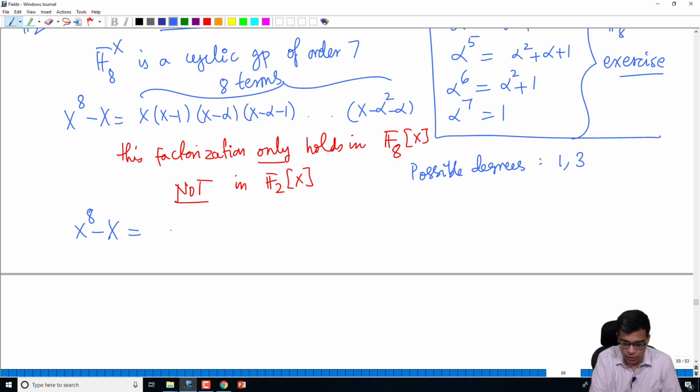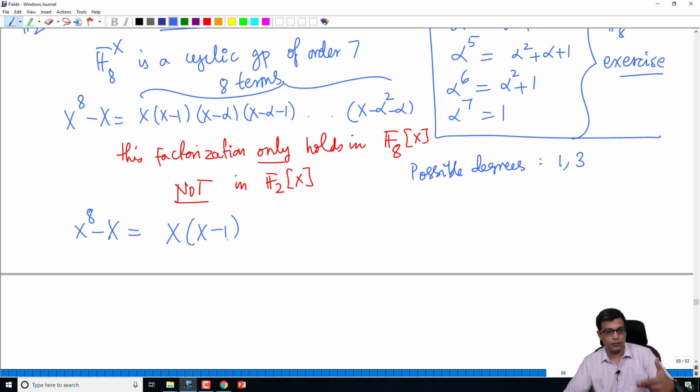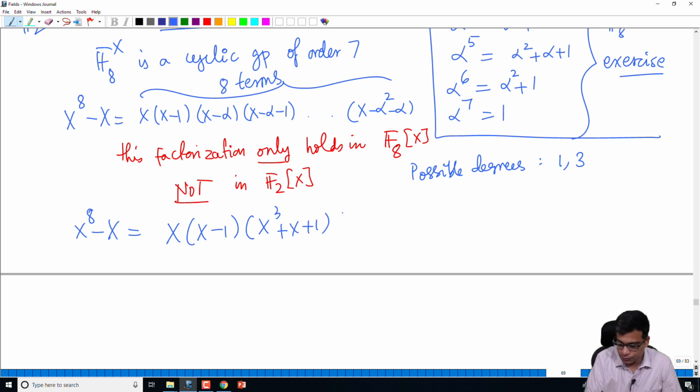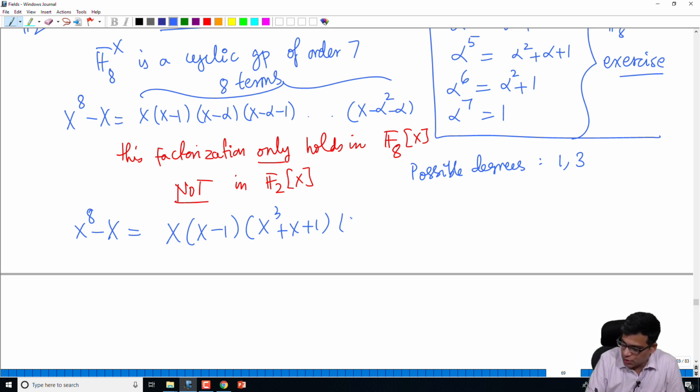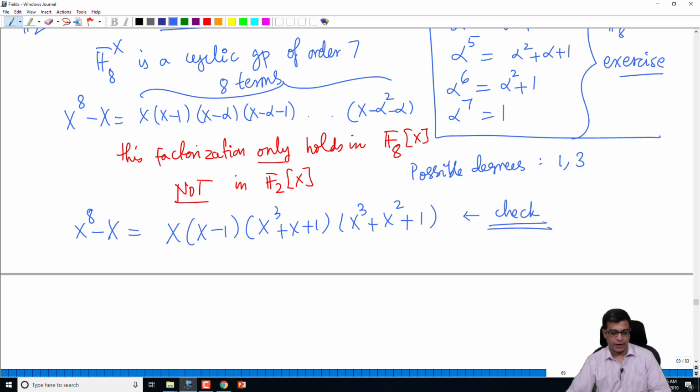So in fact the factorization turns out to be x times x minus 1 will always be there. That corresponds to the two factors that already exist in F2[x], but the other ones will be the polynomial that we went modulo. So it will be x cubed plus x plus 1, and you can also check that it is x cubed plus x squared plus 1. Okay, so check this. This works. This is the irreducible factorization. Only irreducible factors are those of degree dividing r.